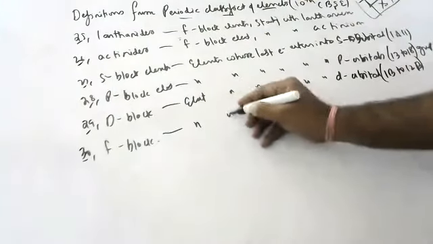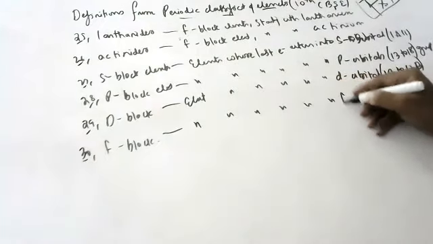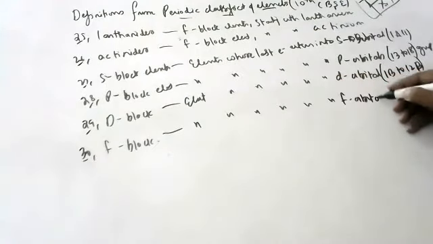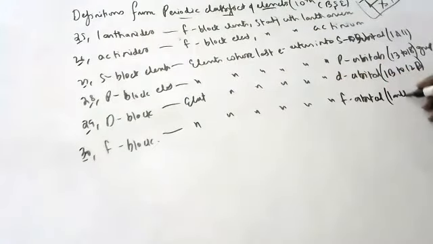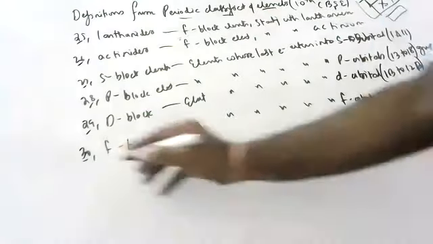F block elements are elements whose last electron enters into the F orbital. Lanthanides and actinides are examples, present down below, children. They are F block elements.